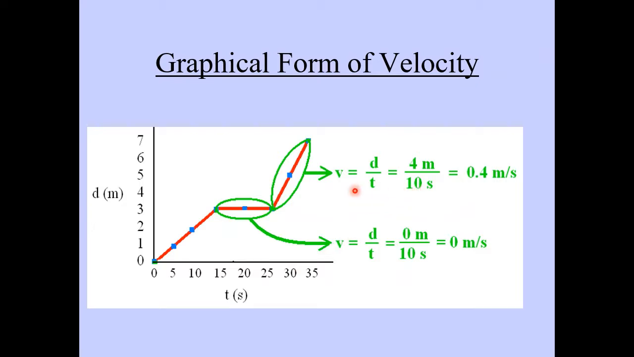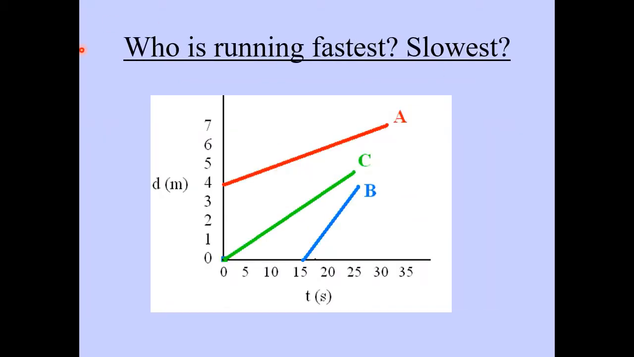So her velocity during this steep portion of the graph here is 4 meters over 10 seconds, which is 0.4 meters per second. So using the concepts that we just learned about velocity being equal to the slope of the graph, we can look at a graph like this and figure out who's running fastest and who's running slowest without having to do any math at all. So look at this graph.